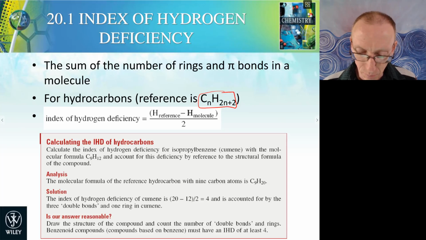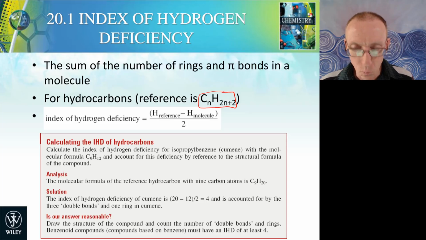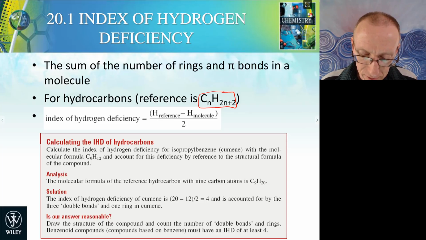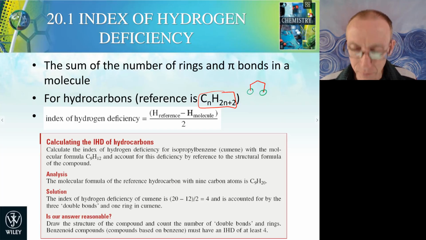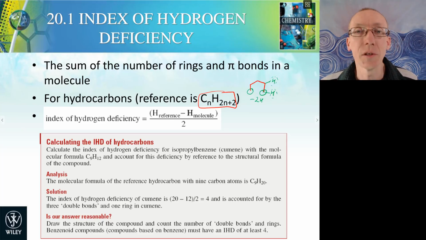CnH2n+2. So we know that that is the general formula for an acyclic hydrocarbon. And we can work out how our molecular formula corresponds to that reference number for a hydrocarbon. Because every time we have an acyclic molecule and want to join together the ends, we would need to lose two hydrogens to join those two ends up. And likewise, if we wanted to make a pi bond, we would need to lose two hydrogens within the molecule to make a new pi bond. And so we can tell from the molecular formula something about the number of pi bonds and the number of rings.